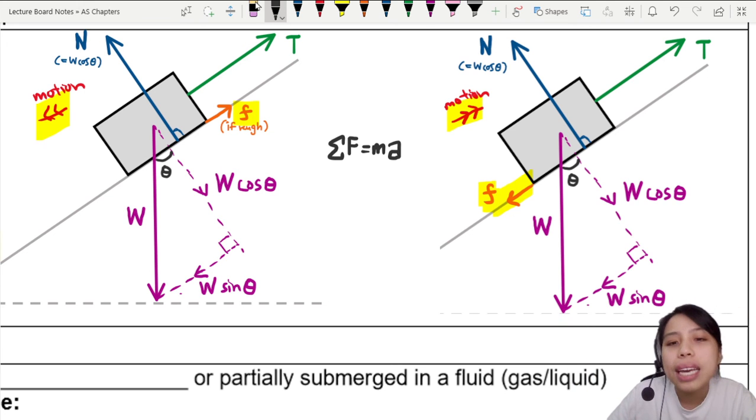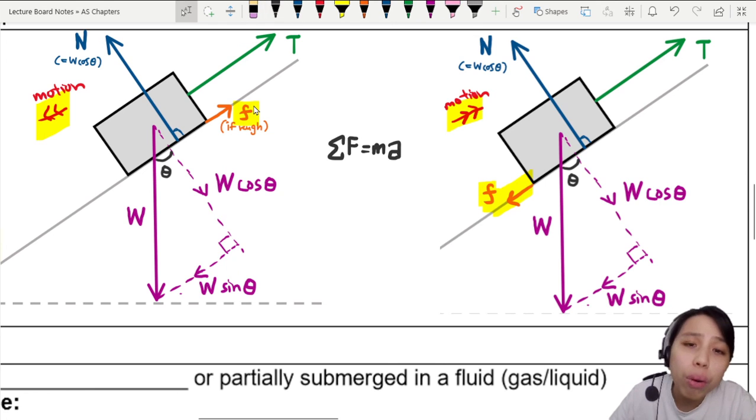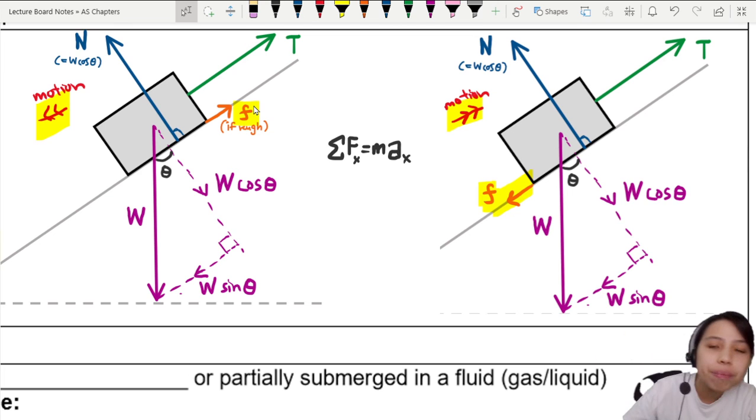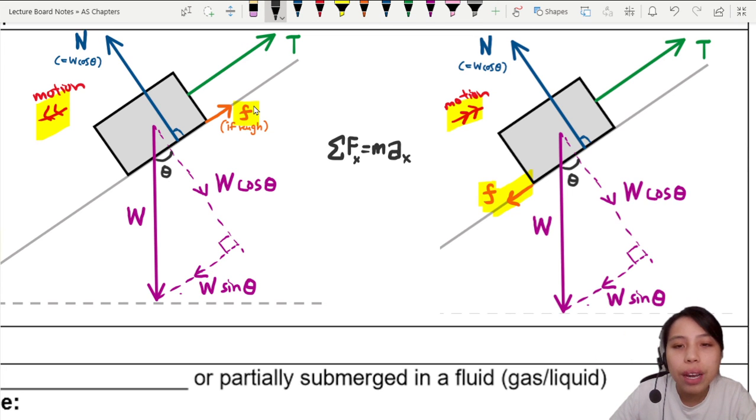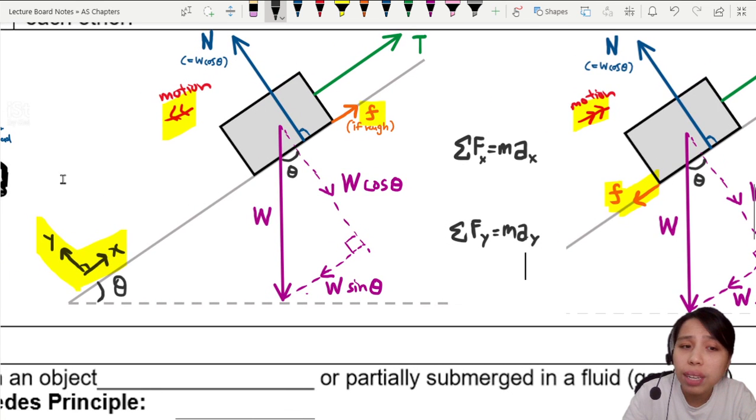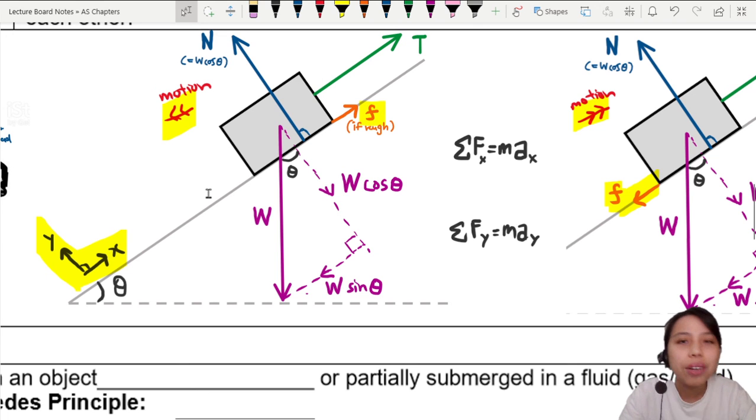For example, in the horizontal direction, net force in the horizontal causes acceleration in the horizontal. You see, I add an x there, right? That will be separate from vertical acceleration. So net force in the vertical equals mass times acceleration in the vertical. Remember, horizontal and vertical are tilted. We tilt our axes, okay? So by horizontal, I mean slanted, along the plane.